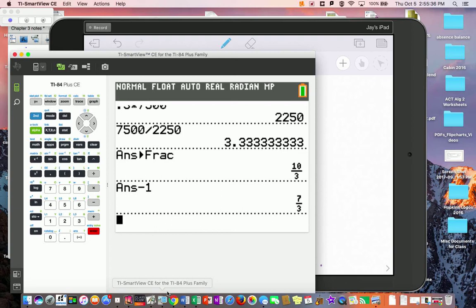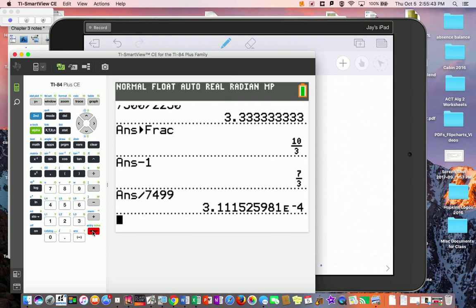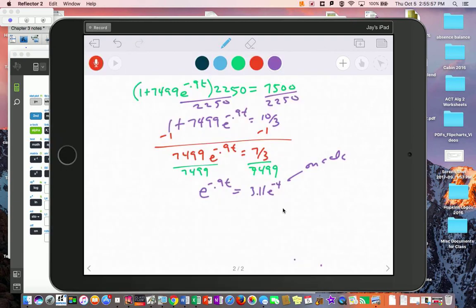On the calculator, if you take that and you divide by 7499, that one's a pretty small number, so I'm just going to leave that on the calculator. It's 3.11 e to the negative 4, but remember that's just on the calculator. So I'm going to leave that, and I'm just making a note that that's on the calculator.